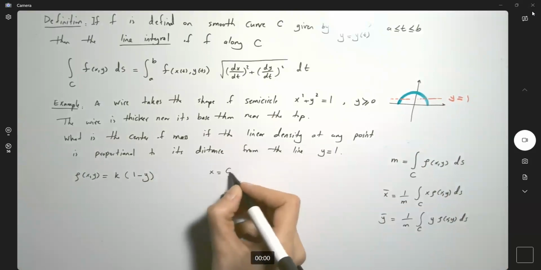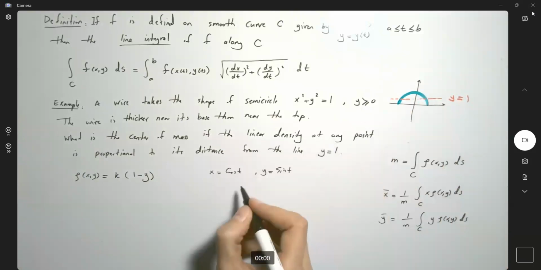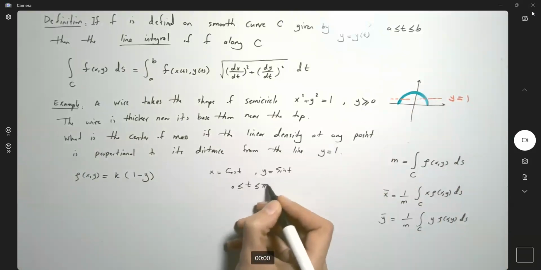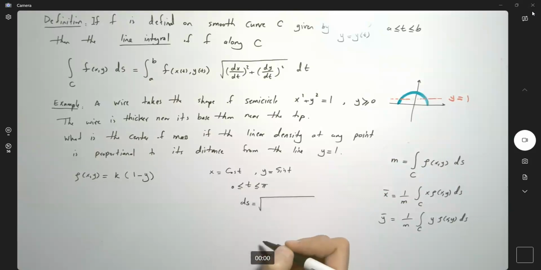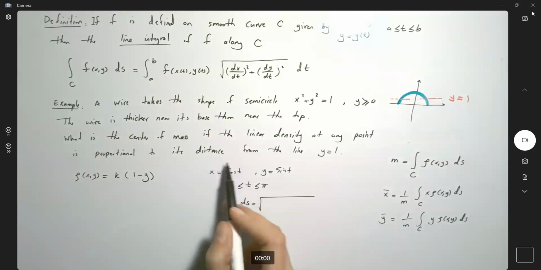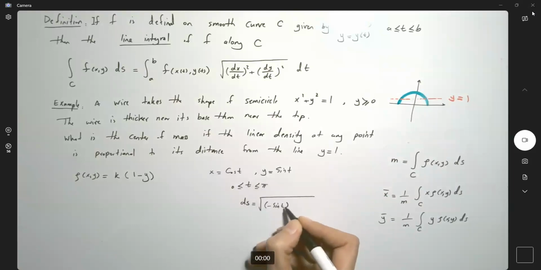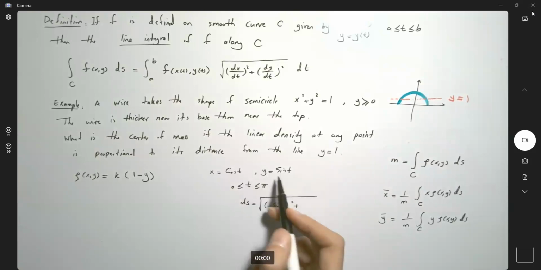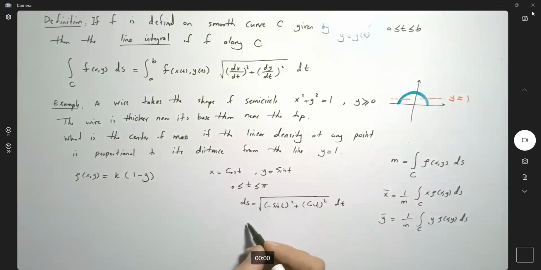Let us use x equals cosine t and y equals sine t. Of course t is bounded between 0 and pi, and ds is going to be the square root of, as you saw before, dx/dt, which is negative sine t, squared, plus cosine t squared, dt. So obviously ds is equal to dt.